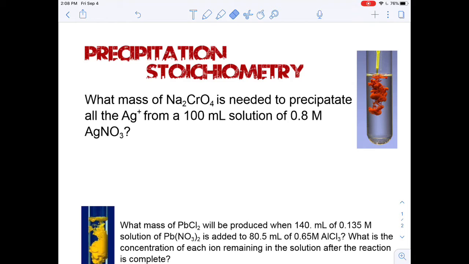Sounds very complicated, so we need to break this down. Let's talk about what the equation is. What I'm basically doing is taking the sodium chromate and reacting it with the silver nitrate. Because of that, that looks like a double replacement reaction. So I'm going to have my sodium with my nitrate, and my silver with my chromate.